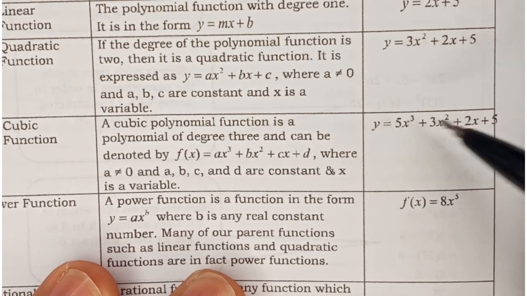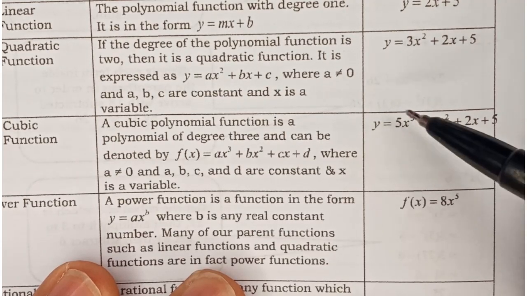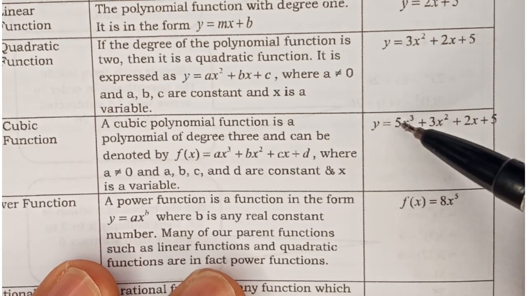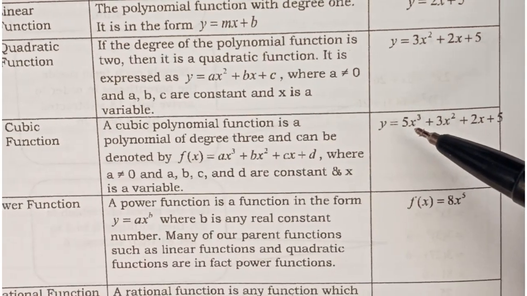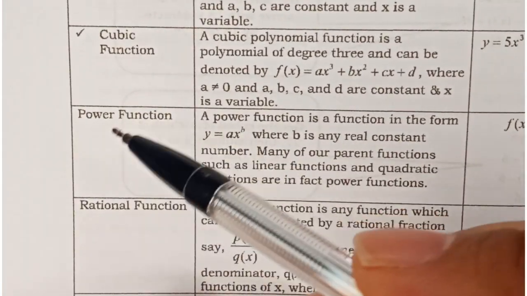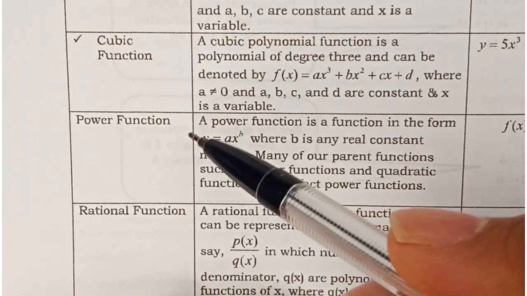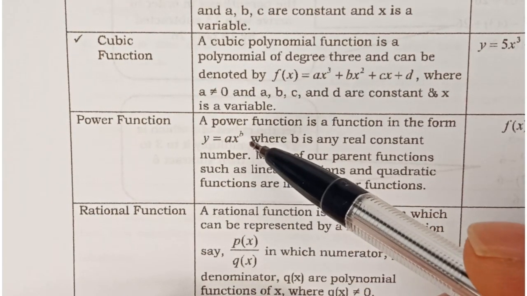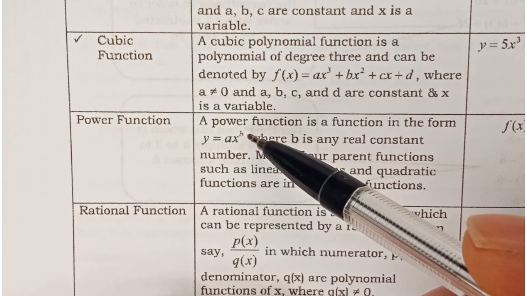Sa cubic function naman, the exponent of the leading term should be 3. Mawala na lahat tong mga to, basta ito hindi mawawala ito. Dapat. And the value of a, yung coefficient ng leading term should not be equal to 0. Kapag sinabing power function, ganitong format niya. Such that b is a constant number.